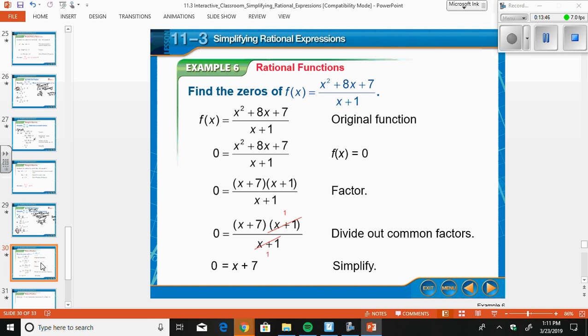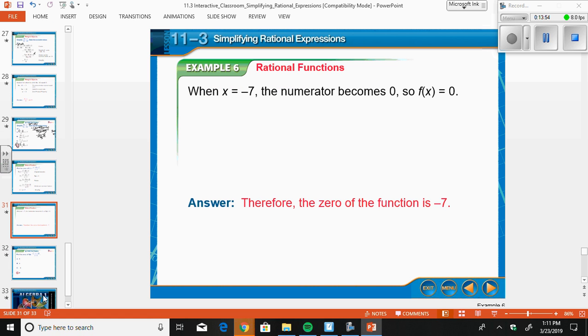Find the zeros. So once again, we are simplifying. Then we set whatever's on the bottom equal to 0, and we're going to get our zero of the rational function. So when x equals negative 7, the numerator becomes 0, so f of x equals 0. So therefore, the zero of the function is negative 7.